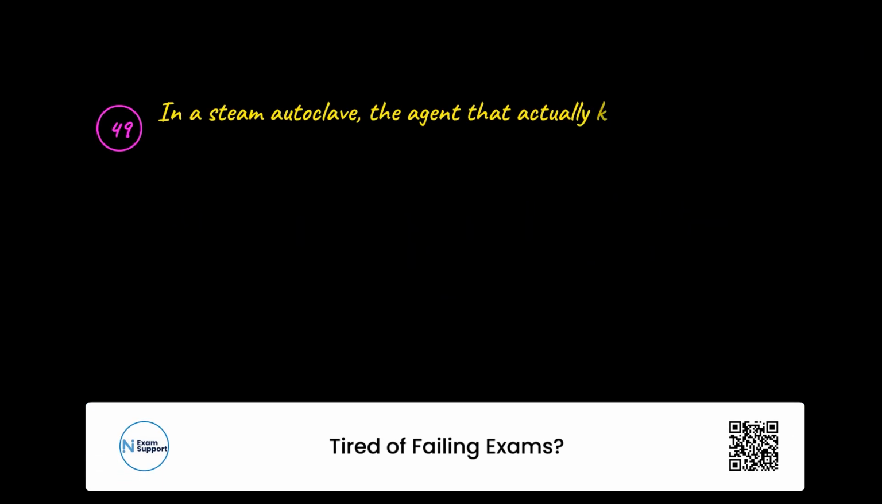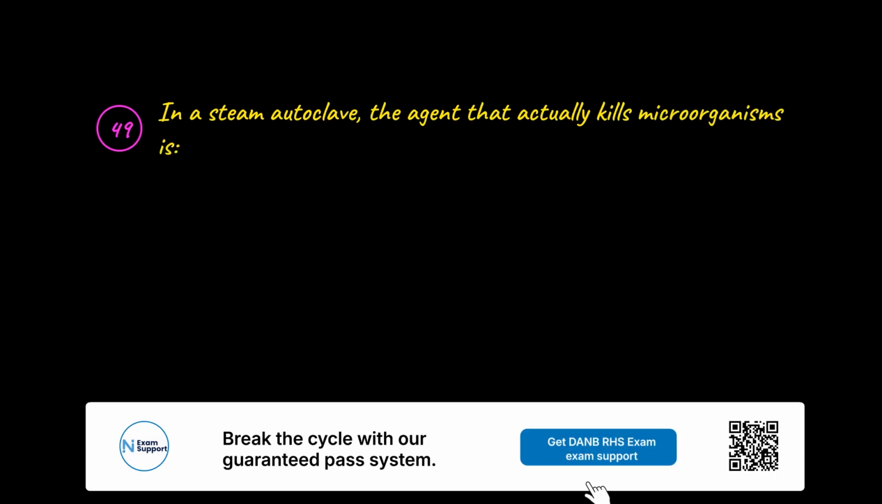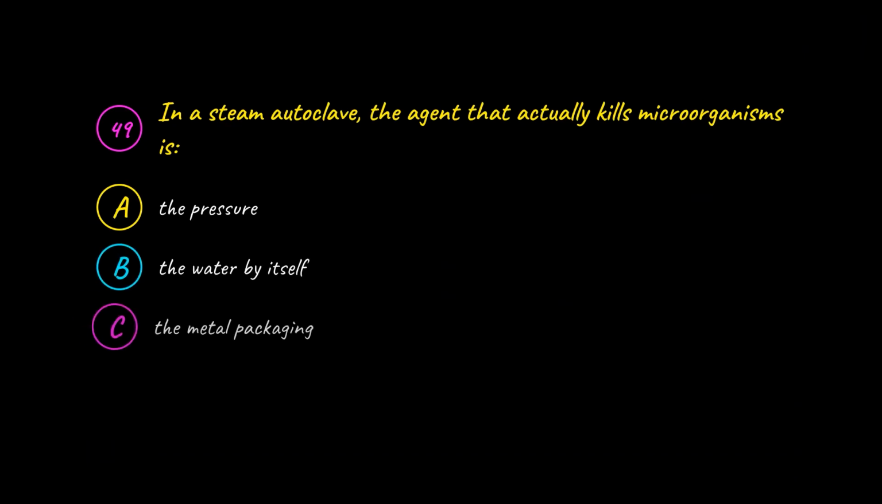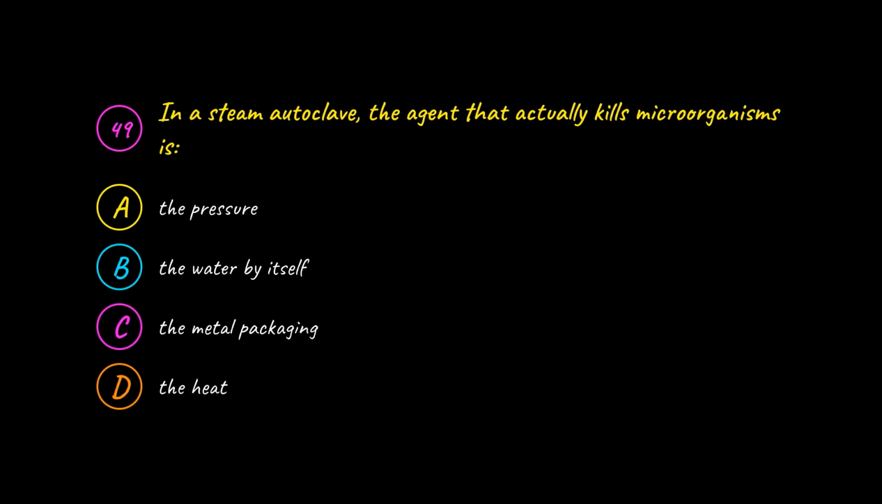Question 49. In a steam autoclave, the agent that actually kills microorganisms is... Your options are A. The pressure, B. The water by itself, C. The metal packaging, D. The heat. Which one is it? Pause the video if you need more time.